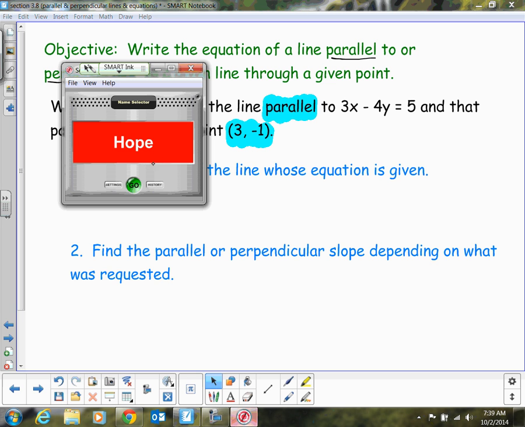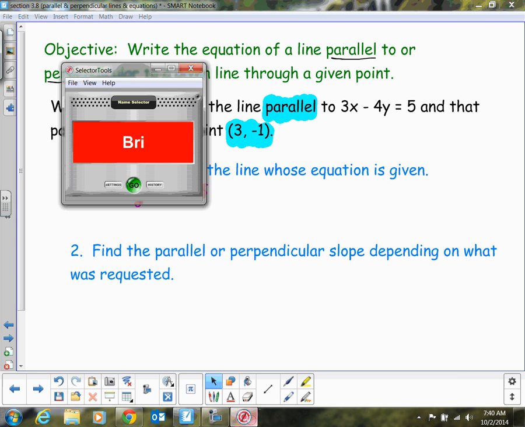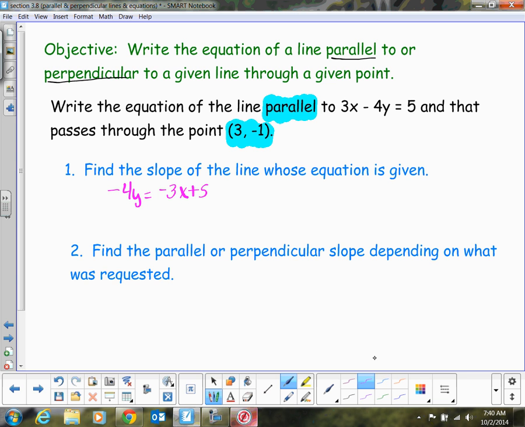I have given you step-by-step instructions on how to do this. You have to put those to memory. Bree, how do I take this to find slope? What do I do first? Excellent. So you're going to have minus 4y is equal to negative 3x plus 5. All right, I've subtracted the 4x. And now from here, what are we going to do, McKenna? Yes, so we're going to divide by negative 4.